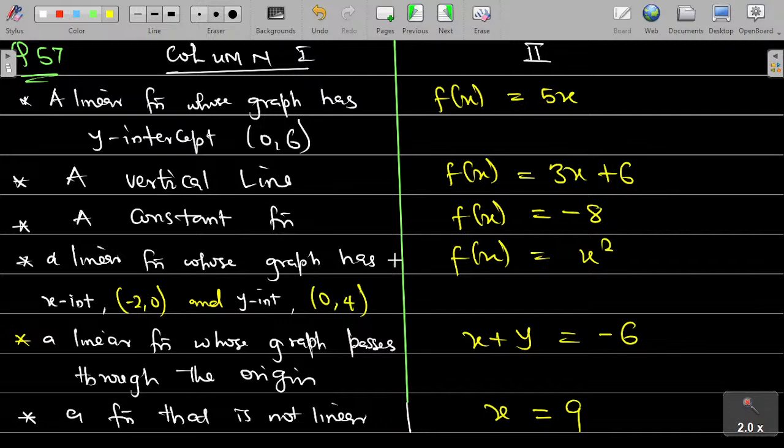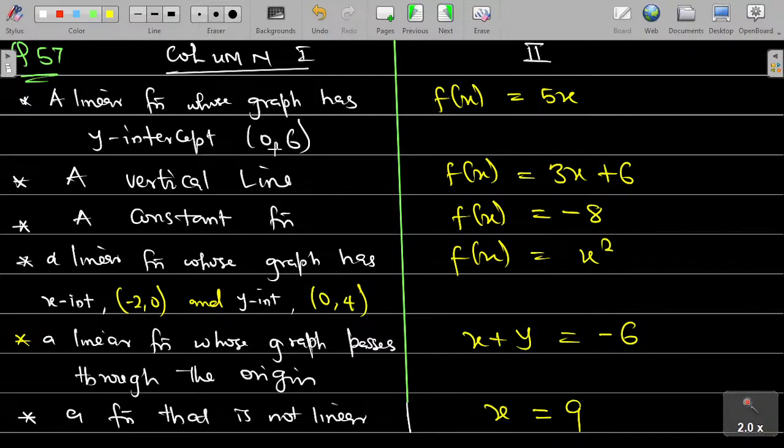All right, so we are to match each of these to the one that they define. That's actually what the question is saying. So which one of these in the second column defines a linear function whose graph has y-intercept (0, 6)? Okay, so which one will do that? Now, what is the meaning of (0, 6)?